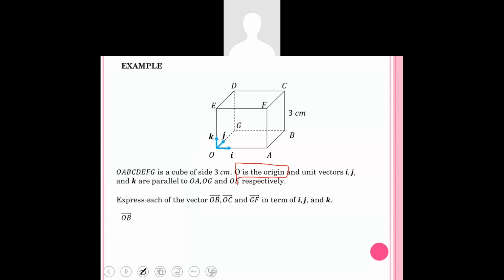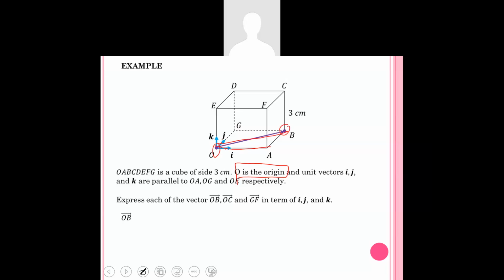Okay, so let's start with that. So OB, di mana OB? Oh, this is B. Okay, let's mark OB. So that is O. The first purple dot is O. The second purple dot is B. So let's draw that line. So we want to head from O to B. Okay, so memang tiada jalan lah di tengah ni kan. So you have to follow the lines.